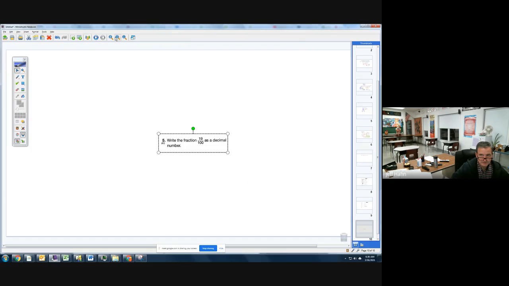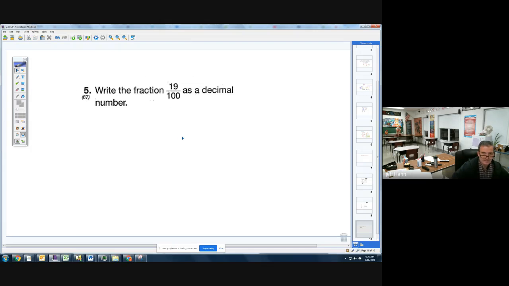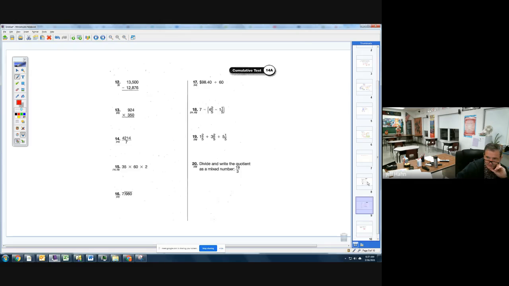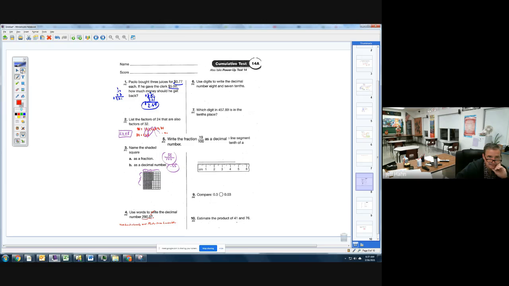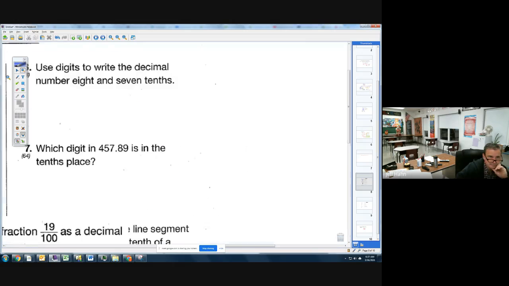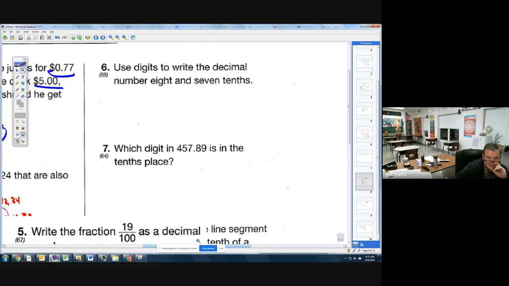Oh, it's probably there. I just didn't see it. Here's problem number 5. Write 19 hundredths as a decimal number. Remember, that's just as easy as this. You write the number 19. The 9 has to be in the hundredths place, so this is the tens place. So the decimal goes right there. 19 hundredths. There we go. Now back to where we were. Problem number 6. Use digits to write the number 8 and 7 tenths.